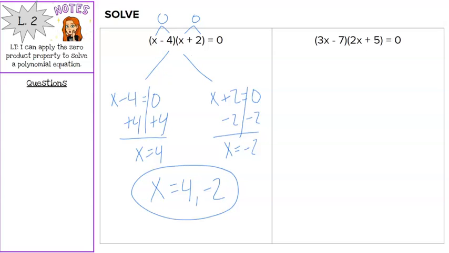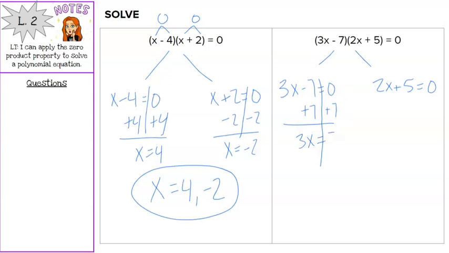So we're going to apply that same property over here. We have our two parentheses. We have 3x take away 7 equals 0, and we have 2x plus 5 equals 0. And we just solve our equations. We've been solving equations all year. We're really good at this. Undo minus 7 with plus 7 on both sides. We get 3x equals 7. Divide both sides by 3. We get x equals 7 divided by 3.